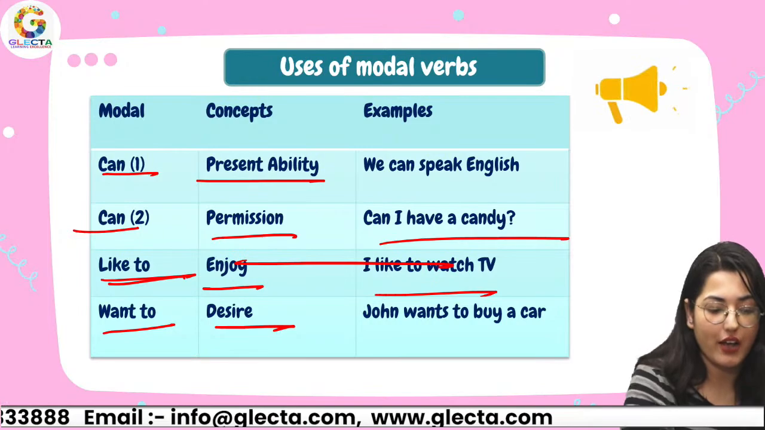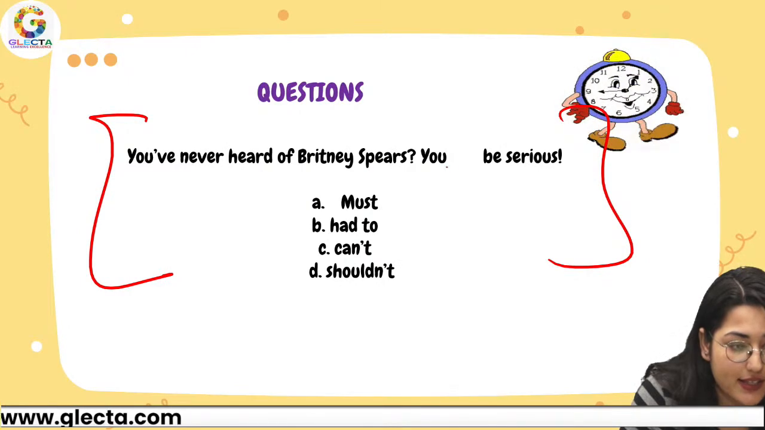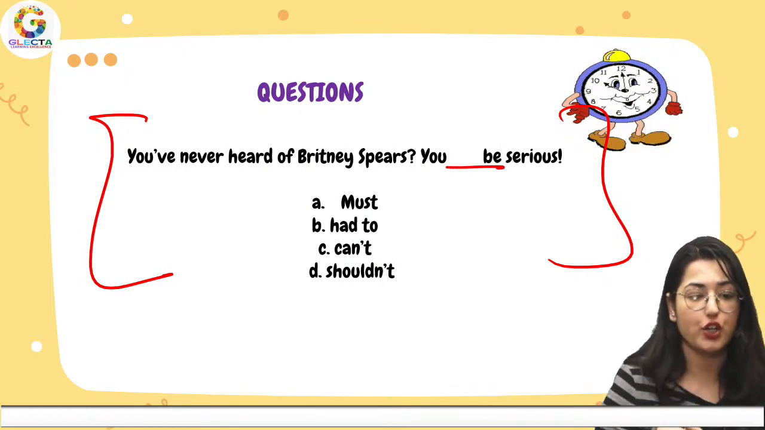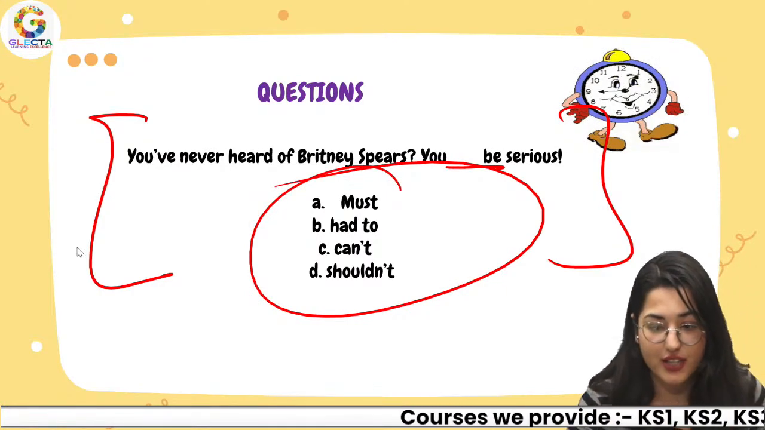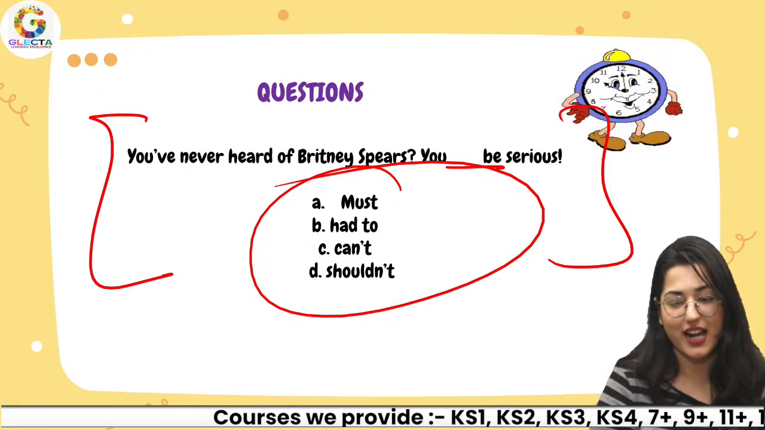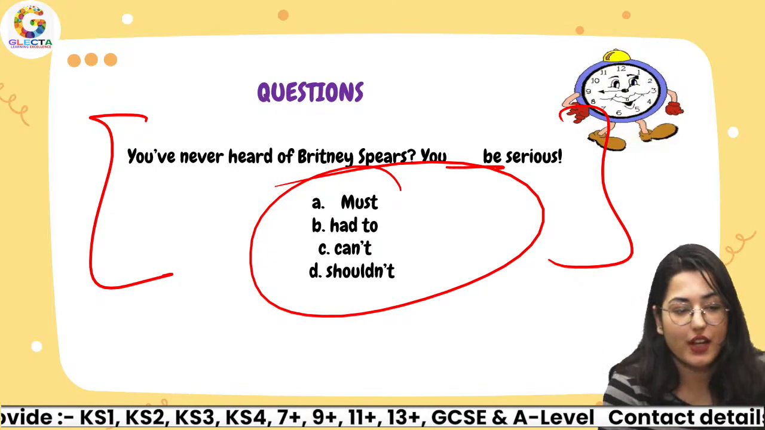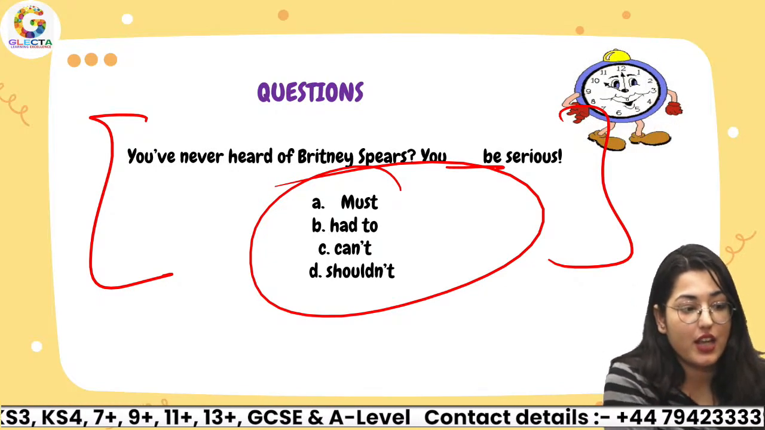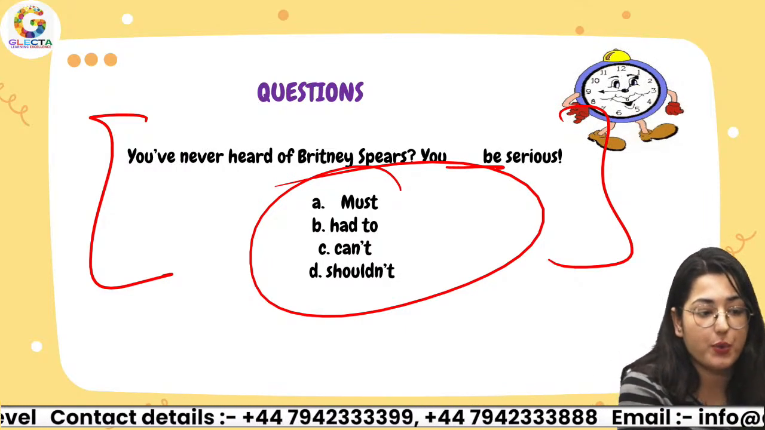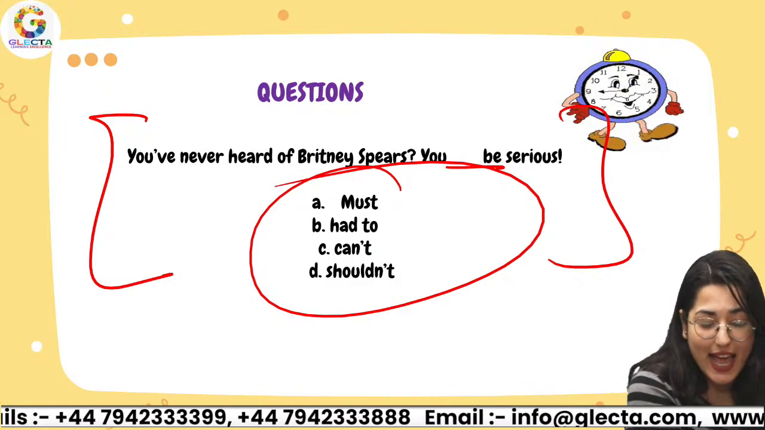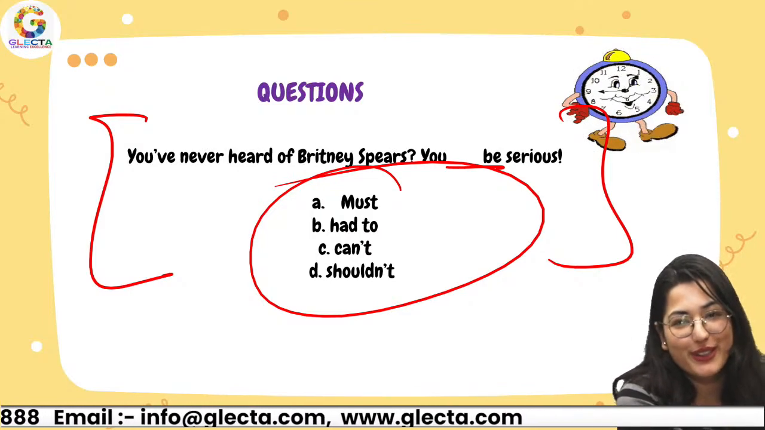So now I would like to quickly show you the answers. You have never heard of Britney Spears? You blank, be serious. Now quickly tell me the right answer. I'm waiting in the chat box. Toys R Life, gaming. Okay, Tosin Razak is saying gaming. Oh, good, very good, Tosin. Now quickly tell me the right answer for this one. You have never heard of Britney Spears? You blank, be serious. So option B, must, had to, can't, shouldn't. I want to be a good student, Abdul is saying. You are a good student, Abdul, no doubts.